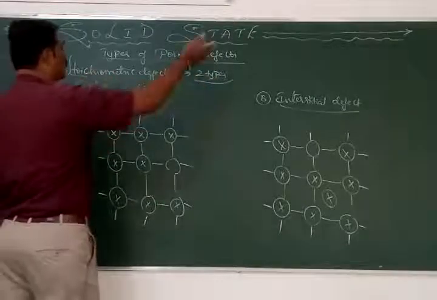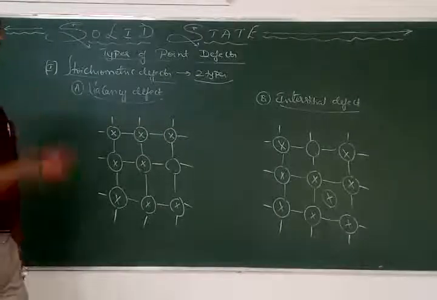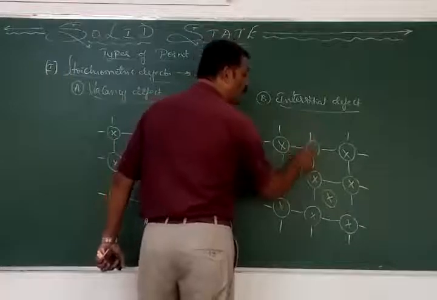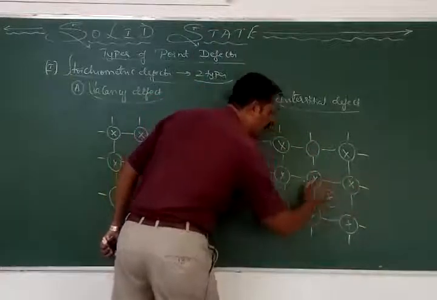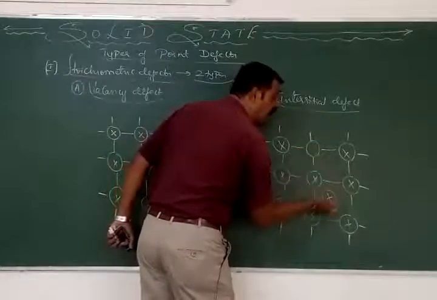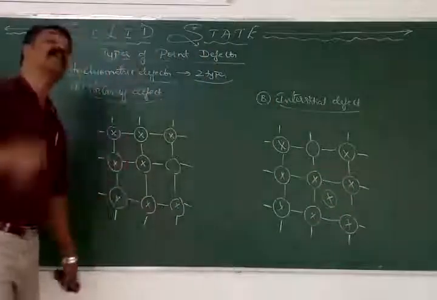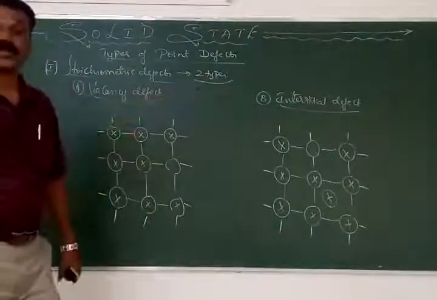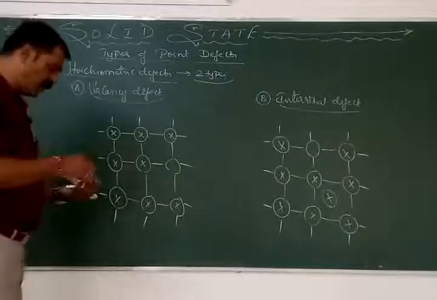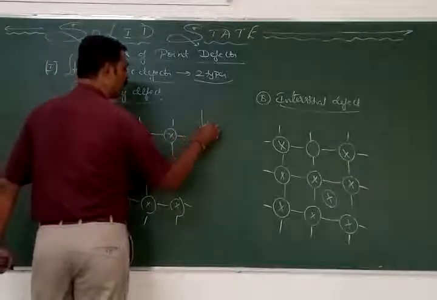The interstitial defect is also an example of a stoichiometric defect, and that is due to the particle moving from its original position into the interstitial position. The particle x which has to be present here has entered here. This position is called the interstitial position, meaning intermediate. It is not the exact position. If that is the case, it is called the interstitial defect.